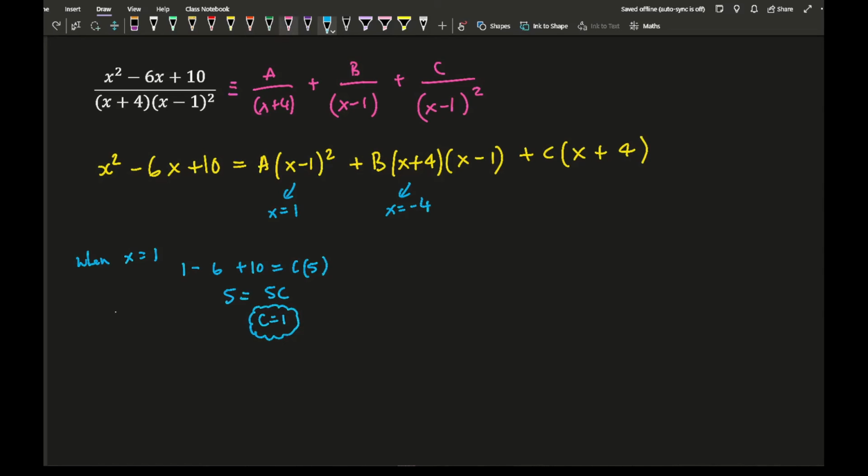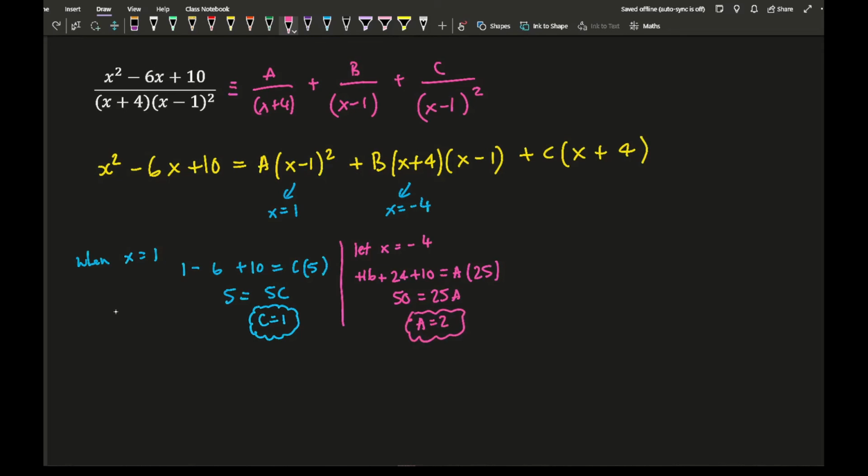And then if I let x equal minus 4, what I end up with is plus 16 plus 24 plus 10 equals, and this time I'm going to keep my a, which is minus 4 minus 1, which is minus 5. 5 squared is going to give you 25. And I've got 50 equals 25a, so a equals 2.